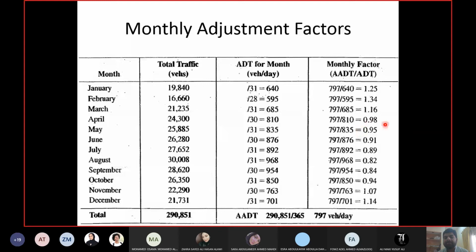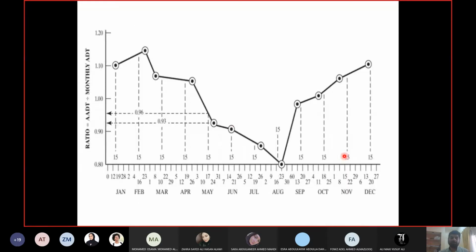The traffic in January, February, and March is lower, so the adjustment factors are higher, and vice versa. For April, May, June, and July, the adjustment factors are lower. That means the traffic is higher. Again, this is the plot of the adjustment factors.